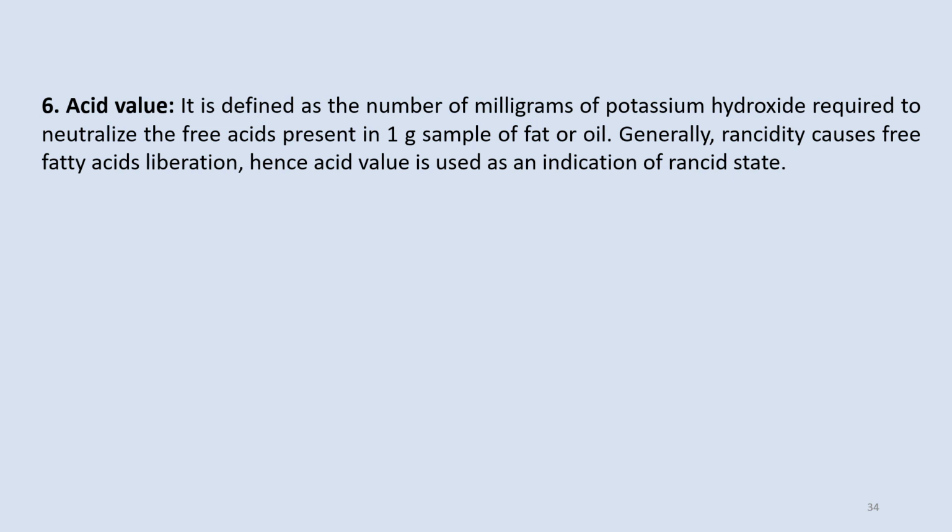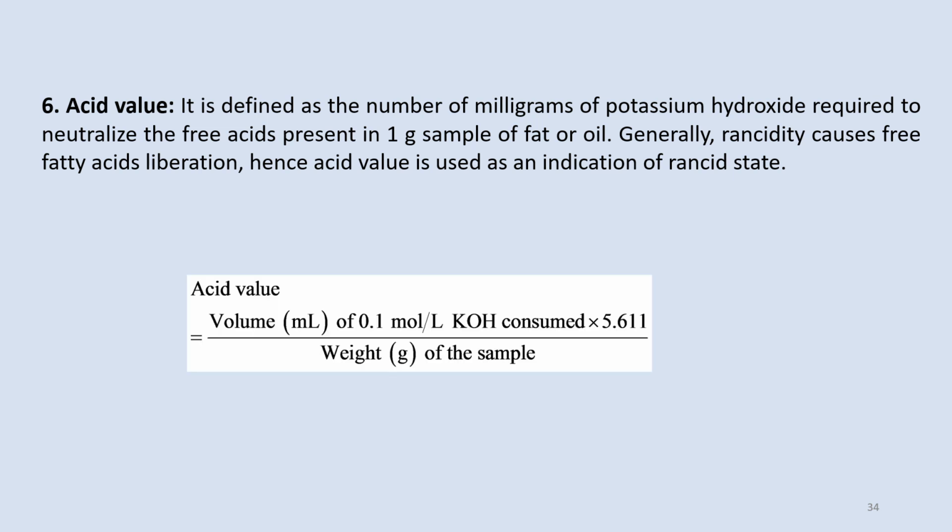Acid value is an important chemical identification analysis for fats and oils. It is defined as the number of milligrams of potassium hydroxide required to neutralize the free acid present in 1 gram sample of fats or oil. Generally, rancidity causes free fatty acid liberation. Hence, acid value is used as an indication of the rancid state. Acid value is equal to the volume in ml of 0.1 molar potassium hydroxide consumed, titer value, into 5.611. 5.611 also comes from the molecular weight of potassium hydroxide.